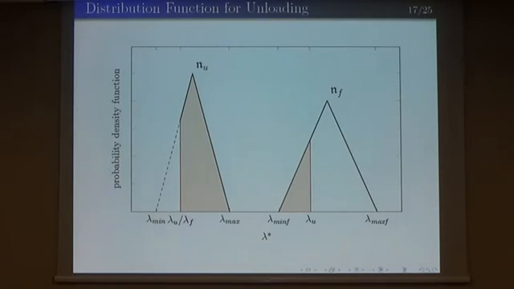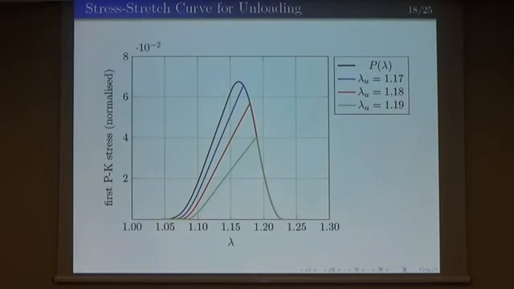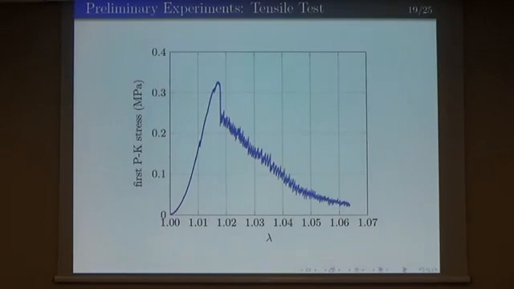We can also work on unloading. If you unload from this stretch here, you have to consider that when you go down, you cannot consider all the fibers that have died. So you can only consider the fibers that are still alive. And so we also get the curves for unloading. You unload from here, you go down here, you unload from here, you go down with a different curve.